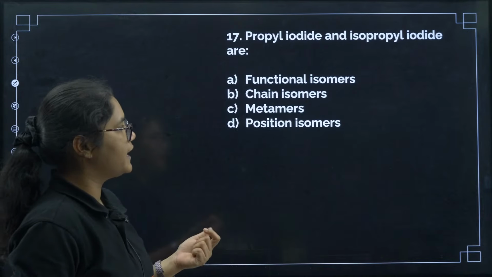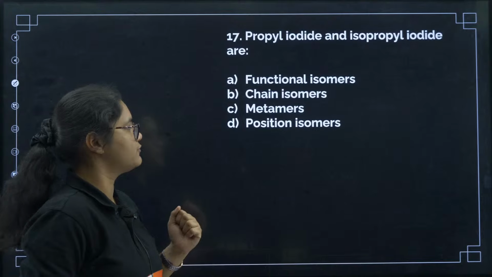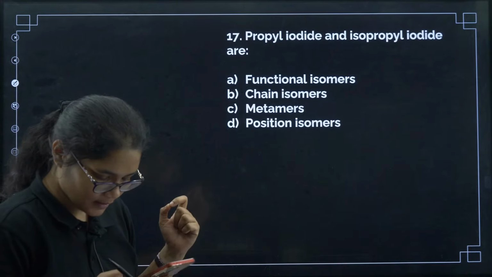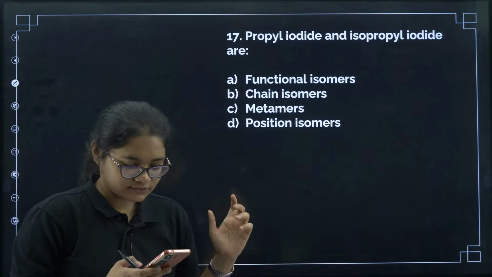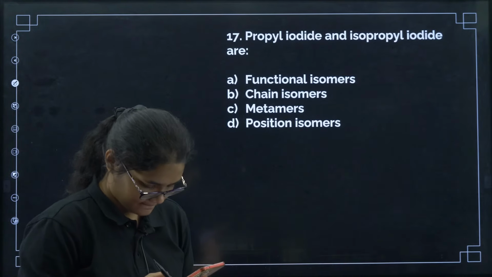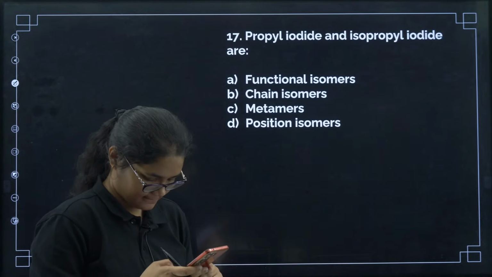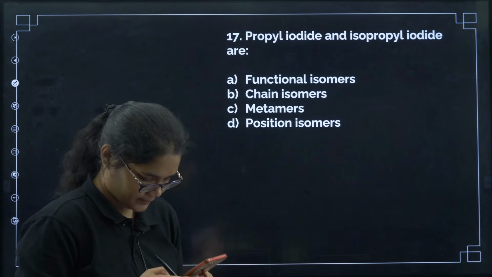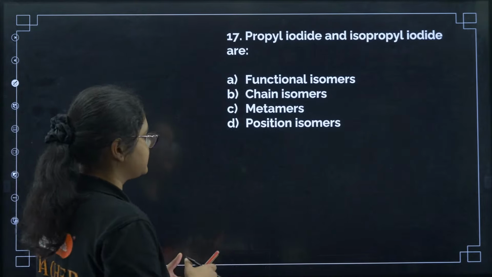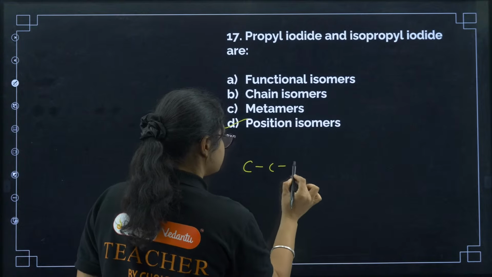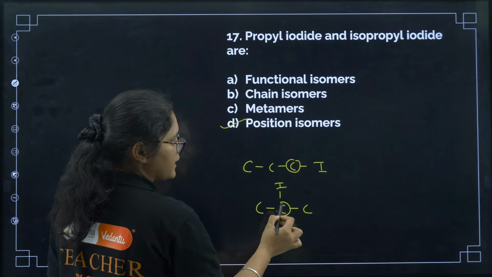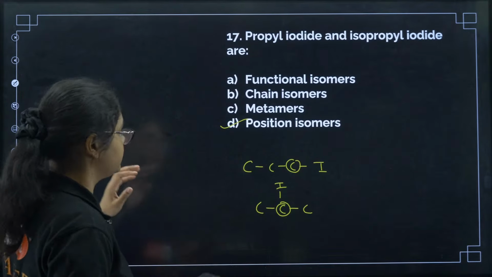17th question. Propyl iodide and isopropyl iodide are what type of isomers? You have to tell me. Functional isomers, chain isomers, metamers, or position isomers? Yes, position isomers is correct here. Propyl iodide is like this, okay? This is propyl iodide and isopropyl iodide is this one. So I is present on the first carbon, here I is present on the second carbon, so they are position isomers. Yes, all of you are correct here.